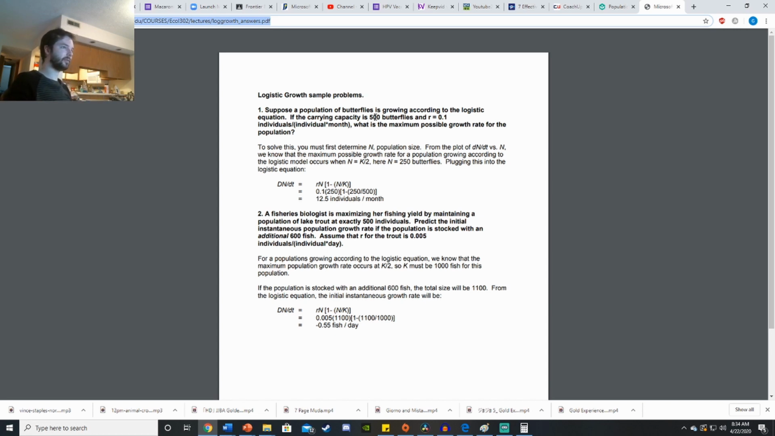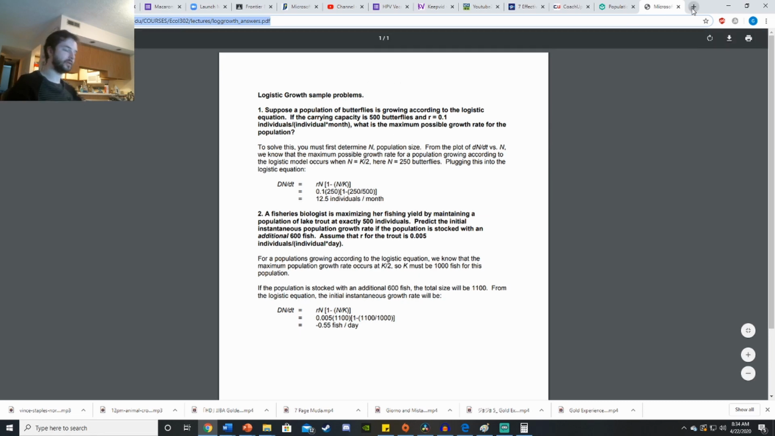Carrying capacity is 500 butterflies, and the rate is 0.1, and we want to see what is the overall gain of butterflies, what is the dN over dt when it is at its biggest. So what is the biggest number we can get for dN over dt? What is the maximum amount of butterflies we can gain at a constant rate? Since they don't give us a specific number, we need to find out what the population size would be at this rate.